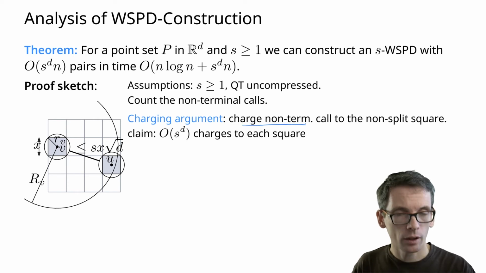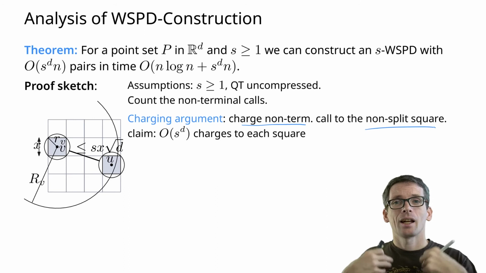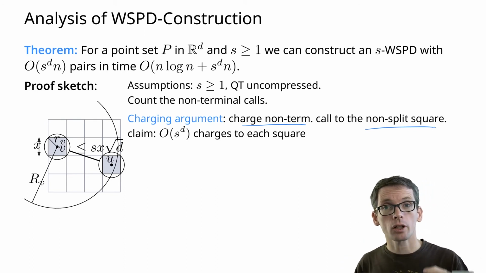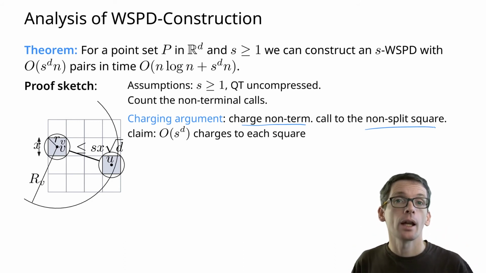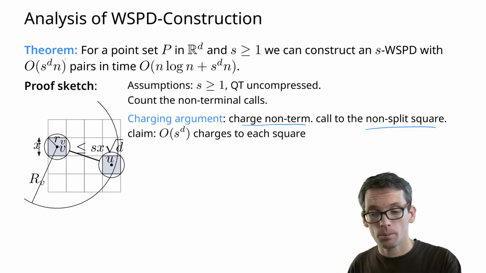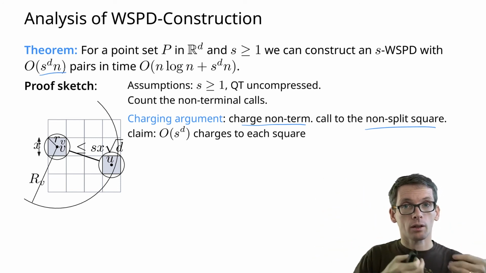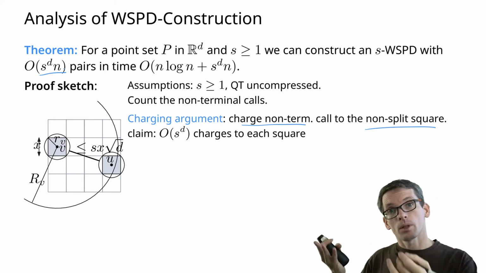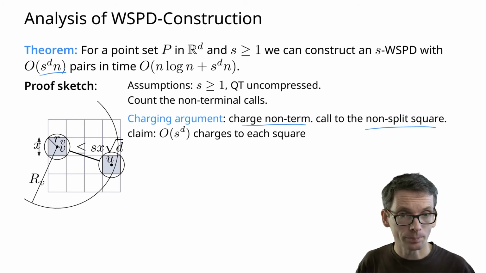We charge every non-terminal call to the square that is not split. And the claim is that any square in this way is charged at most s^d times, so in 2 dimensions s squared times. And that then immediately gives us this bound of s^d times n, because we have n nodes that can be responsible for splitting. Each of those is responsible at most s^d times, so overall s^d times n.